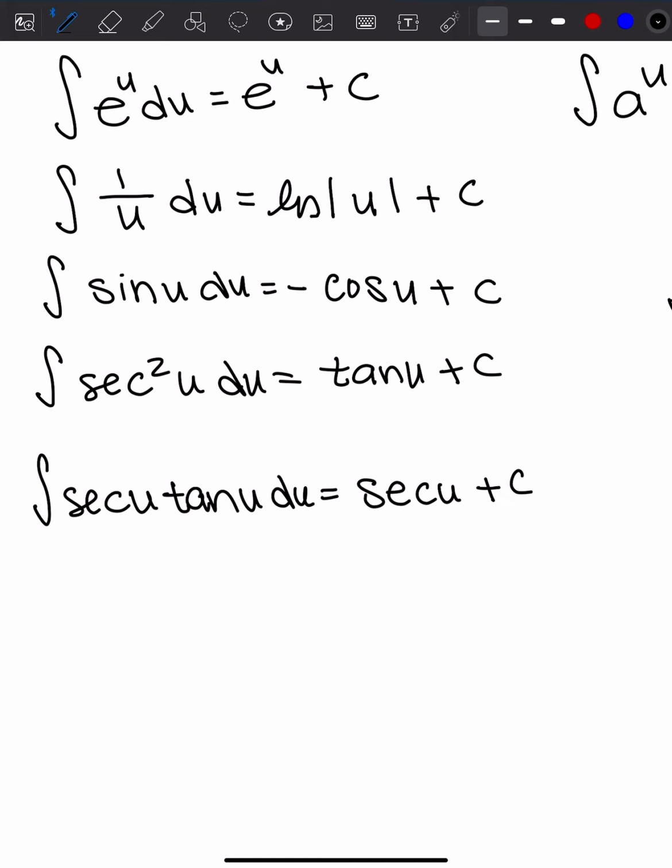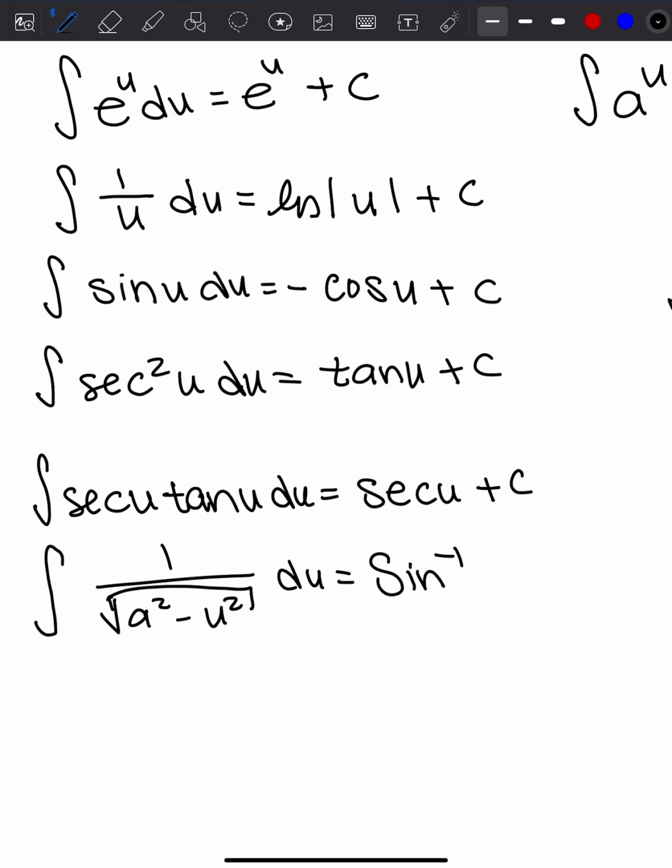The ones that are a little bit more annoying are those inverse trigs. We only care about 3 inverse trig problems. So we have 1 over the square root of a squared minus u squared. This format is going to be sine inverse. So we have sine inverse of u over a plus c. A being any number that's squared, u being any x that we end up having.